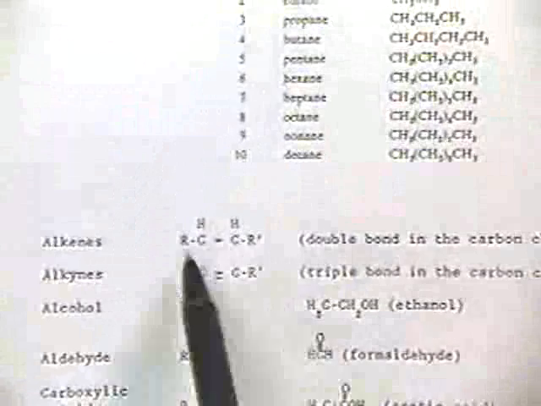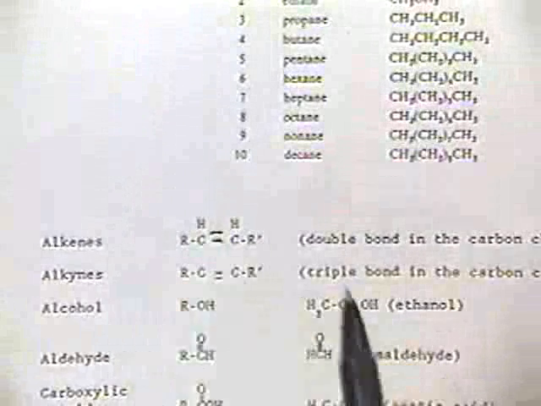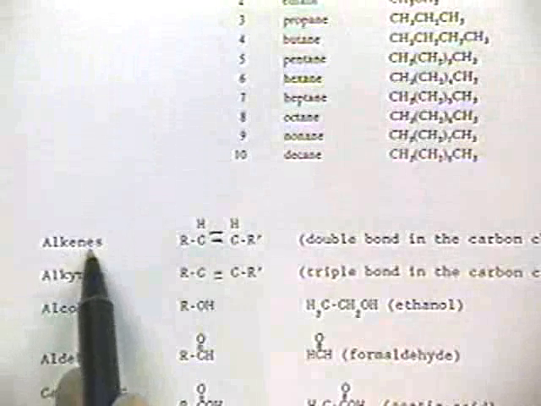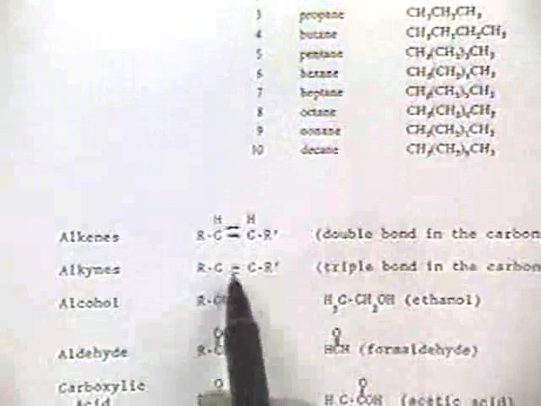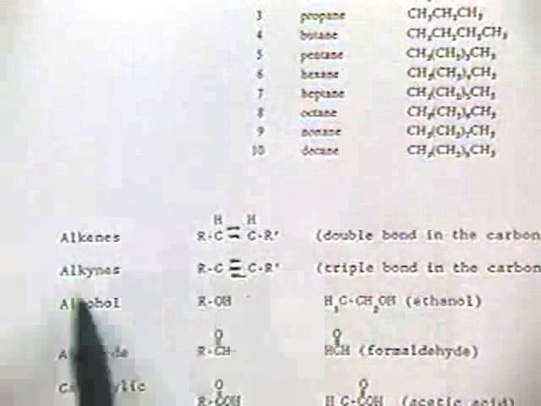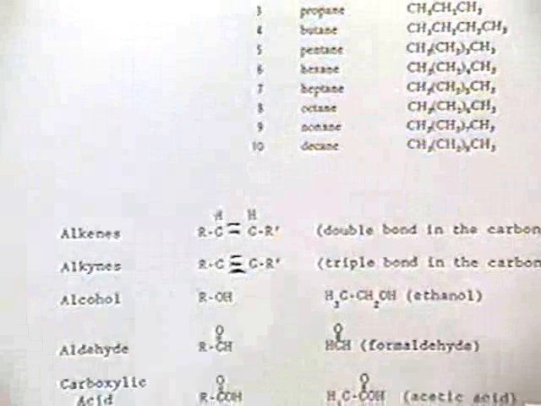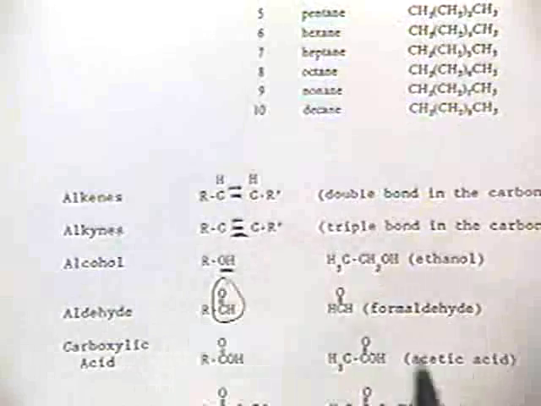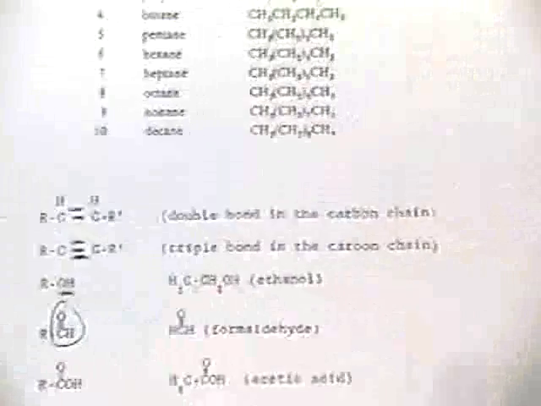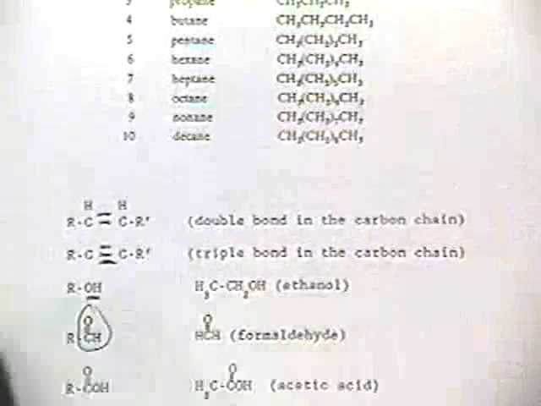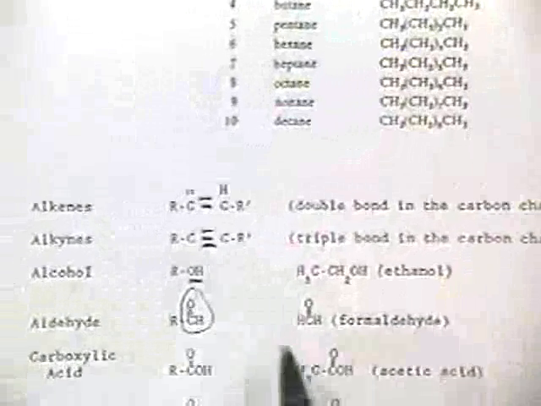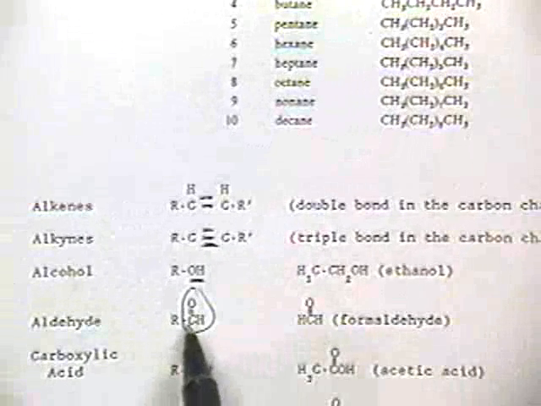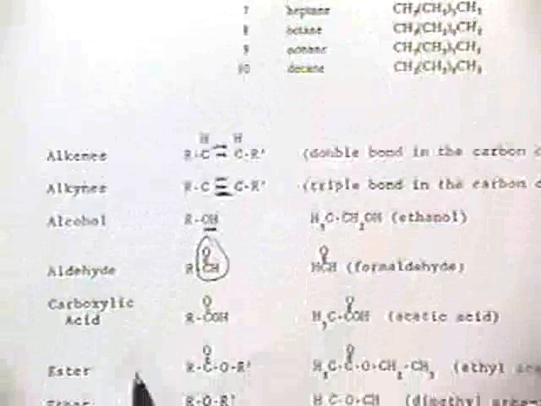If we have double bonds, those are called alkenes. And if we have triple bonds, those are called alkynes. If we have an OH group, that's called an alcohol. If we have this group, it's an aldehyde. I can give you some examples. Here is ethanol as an example of an alcohol. Here's formaldehyde, which is an example of an aldehyde.